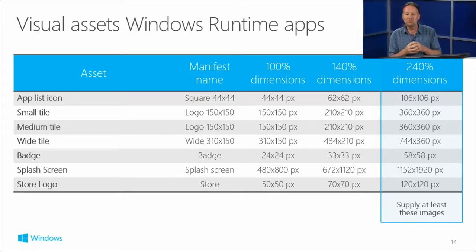So do the 240% ones. Whatever you do, don't create 100% dimensions and then go into Paint or Paint.net and simply blow them up, because you're just going to end up with poor quality, high-res images. Start the other way. Create your high-res ones, and then if you really want to supply different images for the lower scale factors, you can, and you can specify them in the manifest editor. But in all honesty, there's not going to be many cases where you're going to want to do that. Just supply the 240% scaled images.